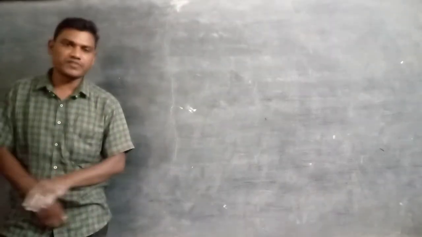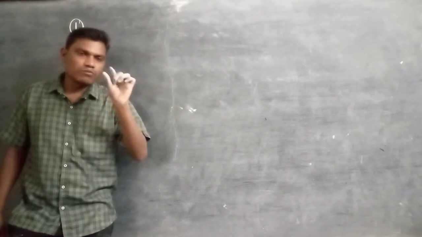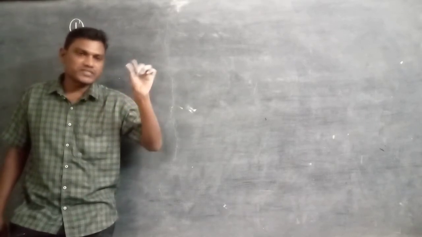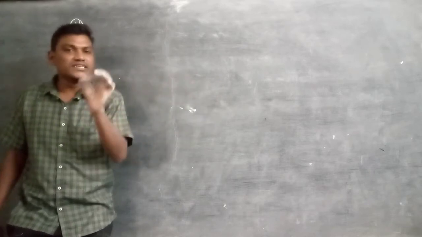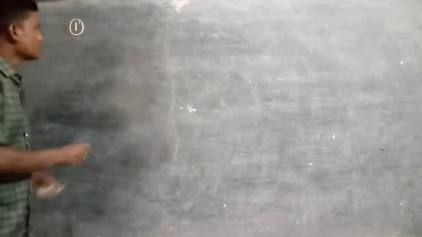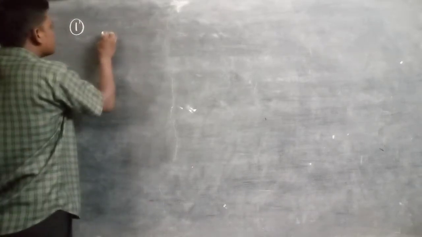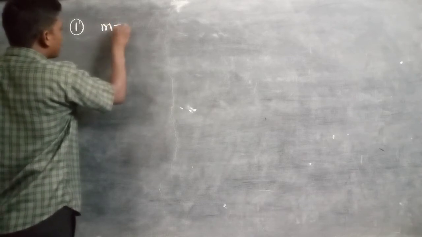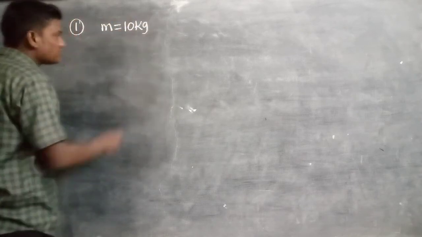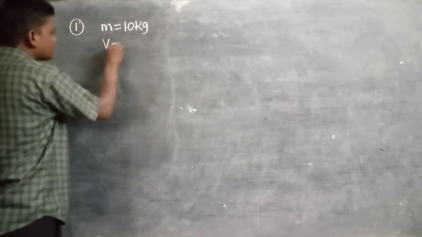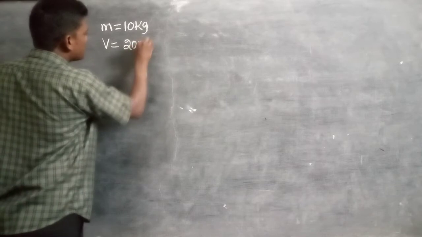Once again, listen very carefully. A body moves with 20 meters per second. Its mass is 10 kg. What is its momentum? In that statement, two physical quantities are given. The mass of the body is given, 10 kg. Next, the velocity is also given: 20 meters per second.